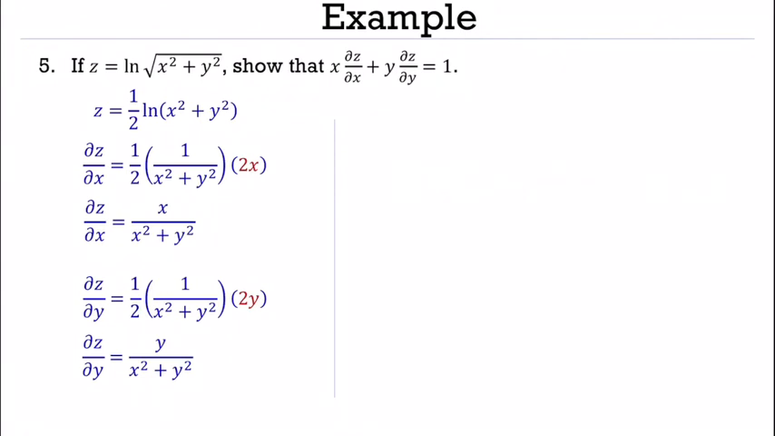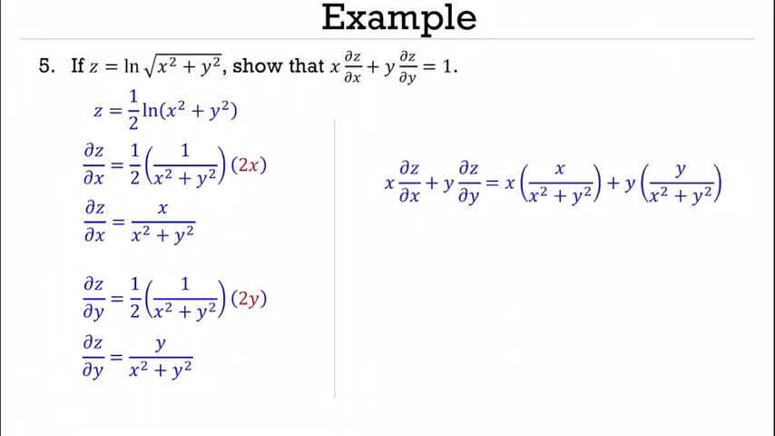Now substitute both partial derivatives with respect to x and with respect to y into the left-hand side of the equation. Then simplify until we can show that it is equal to 1.